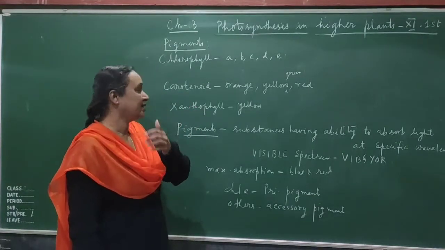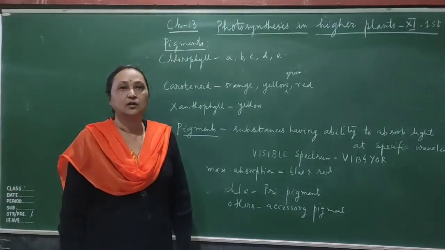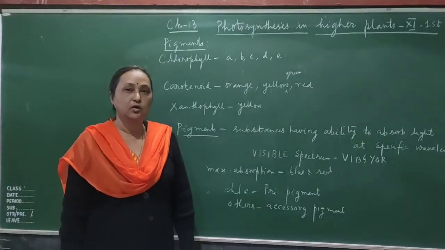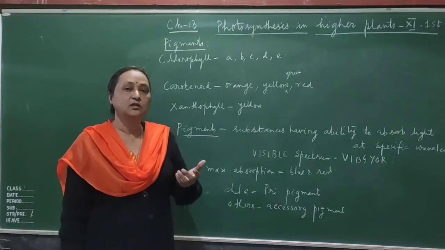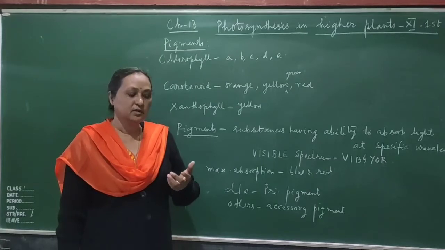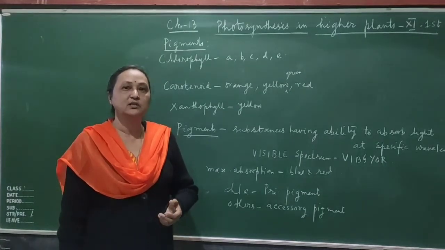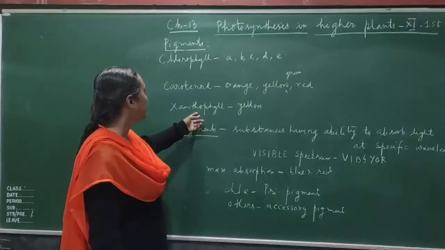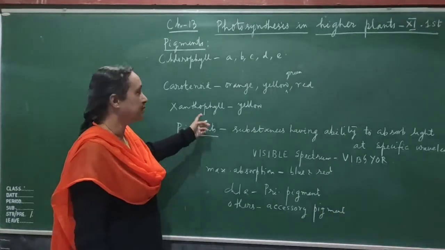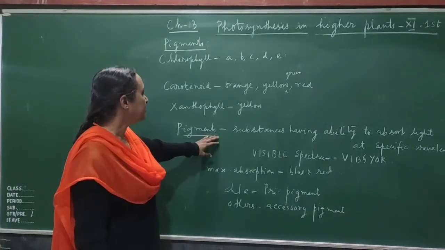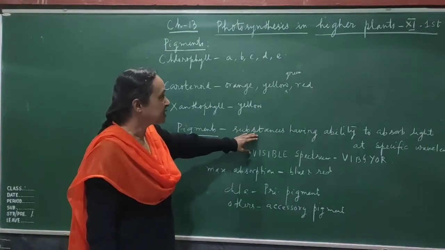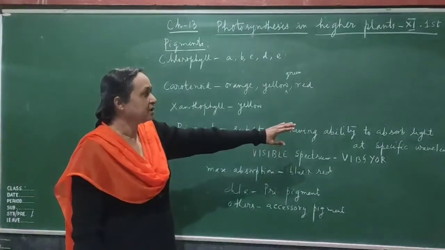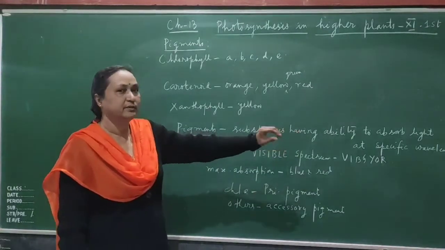And xanthophyll is the yellow pigment. You have seen that when leaves fall during autumn, the leaves turn yellow. Why? Because there is breakdown of the chlorophyll pigments, and the yellow color is produced by the pigment called xanthophyll. So what are pigments? Pigments are substances having the ability to absorb light at specific wavelengths.